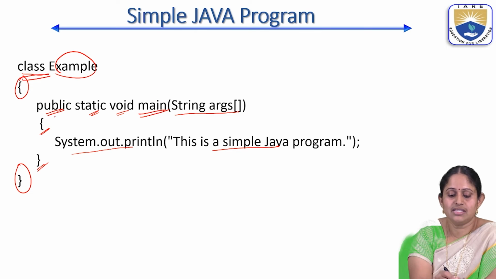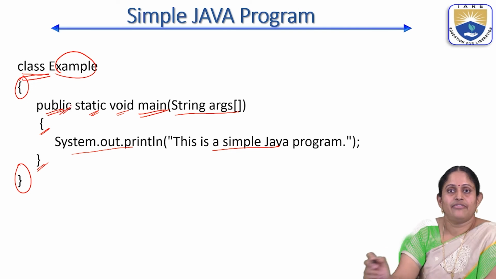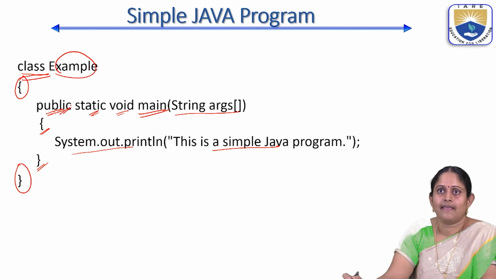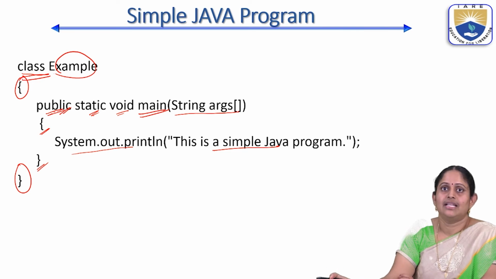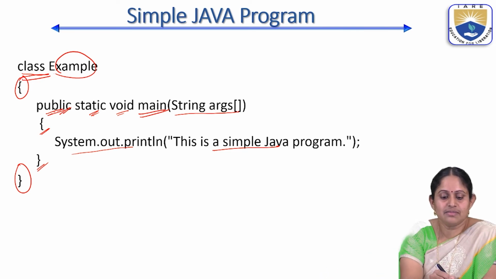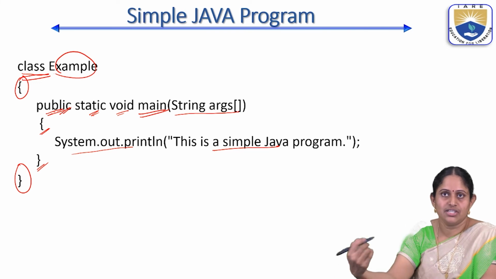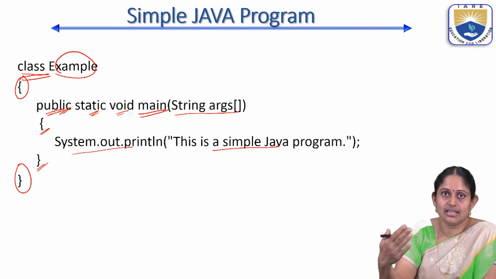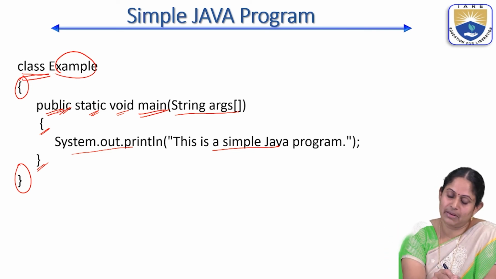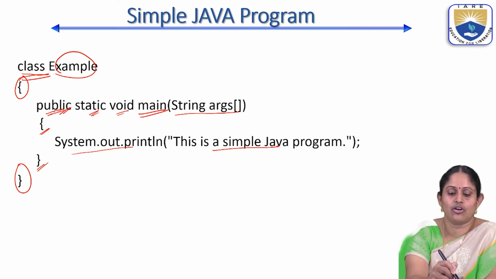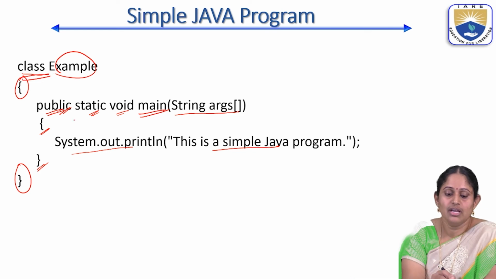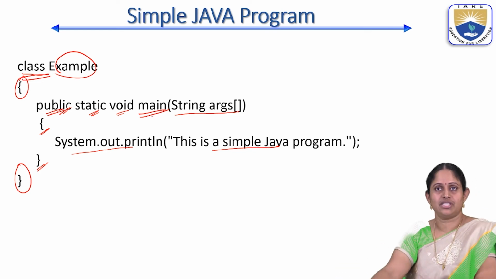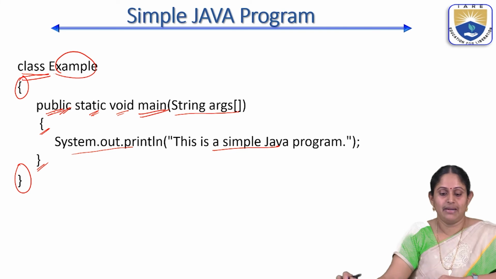Now if we look into the main method, why is it defined public, static and void? The main is defined as public because it has to be made available everywhere. It is being called by the JVM. If you define it as private, then it cannot be accessed outside. Since main is being called by the JVM, it has to always be public.